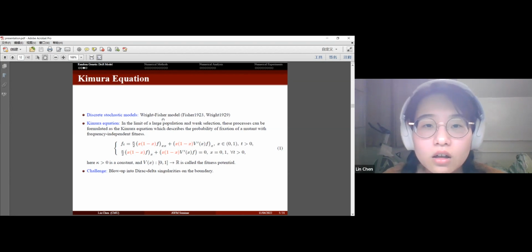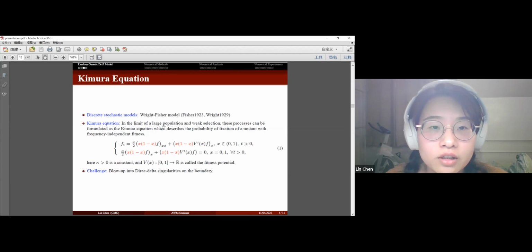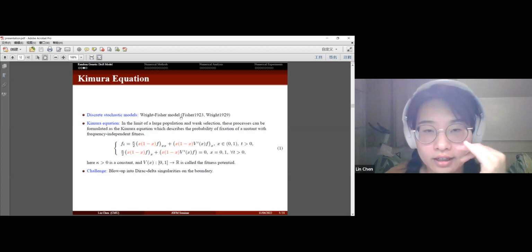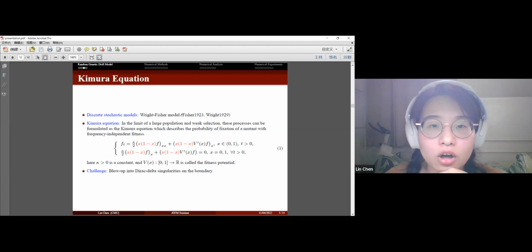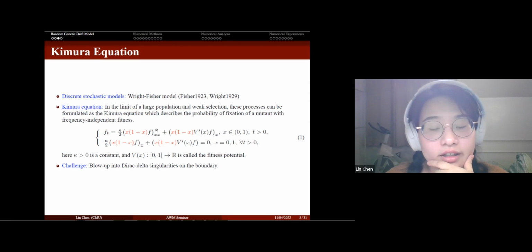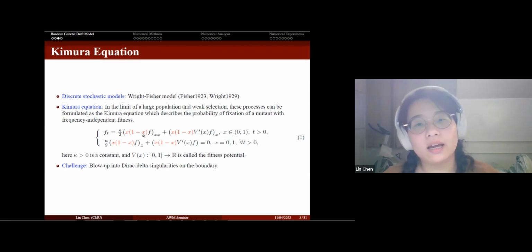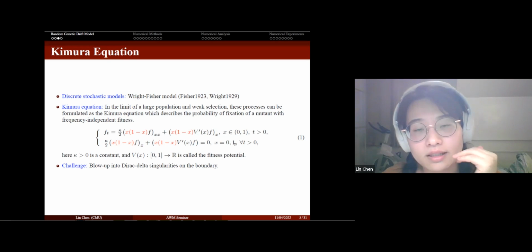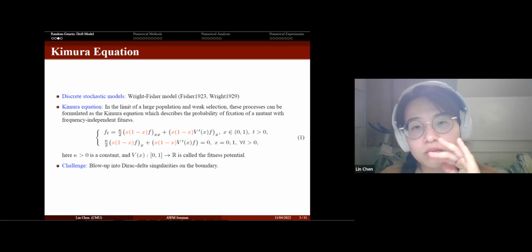In the 1920s, Wright and Fisher proposed discrete stochastic models to describe this process. Later on, Kimura and Moran also extended this model, and they proved that in the limit of large population and weak selection, this process can be formulated as a Kimura equation. That's the model I will discuss later. As we can see in this formula, there exists some singularity on the boundary x equals 0 and x equals 1. It means we can always expect that the solution will blow up on the boundary if we do some numerical simulation.